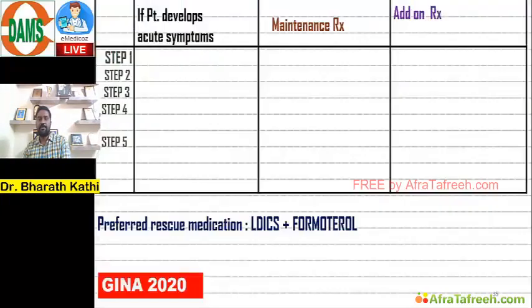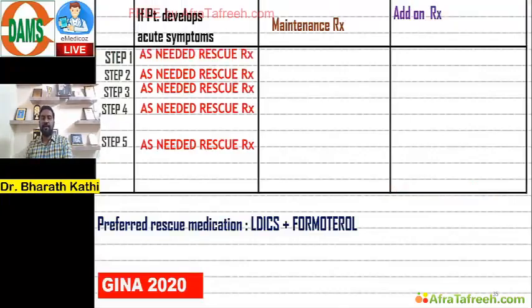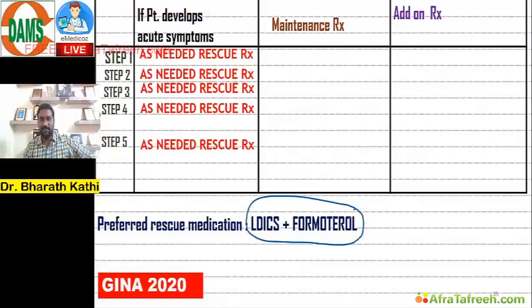Then in asthma, important will be the XENA guidelines. In XENA guidelines, let it be at any step, if the patient develops acute symptoms, you need to give rescue medication. Rescue medication right now is low dose inhaled corticosteroid with formoterol. And maintenance therapy, step 1 is intermittent asthma, so rescue medication is sufficient.